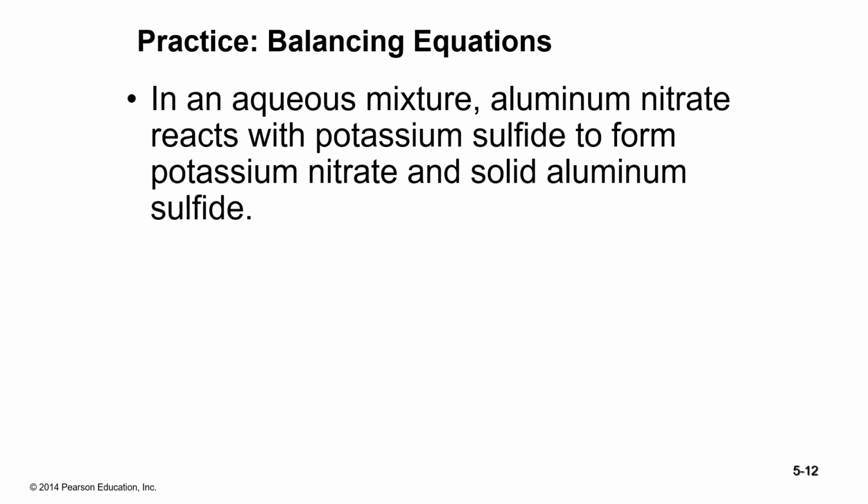As we're going to see in the next section, many of the reactions that we study happen in an aqueous solution. In other words, a mixture with water, and the substances are dissolved in there. So let's try balancing an equation where we have these kinds of compounds and see what do we do with polyatomic ions. Here's the reaction. In an aqueous mixture, aluminum nitrate reacts with potassium sulfide to form potassium nitrate and solid aluminum sulfide. Let's go to our paperboard to balance this equation.